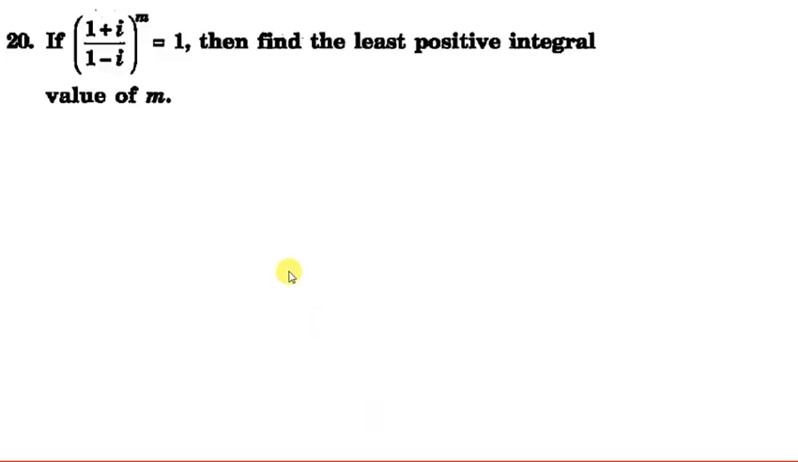Next is, if (1 plus i) upon (1 minus i) raised to the power m equal to 1, then find the least positive integral value of m. ये हमें कंडीशन गिवन है और हमें m की वो सबसे छोटी से छोटी वैल्यू निकालनी है जो इस कंडीशन को सेटिस्फाई करे.